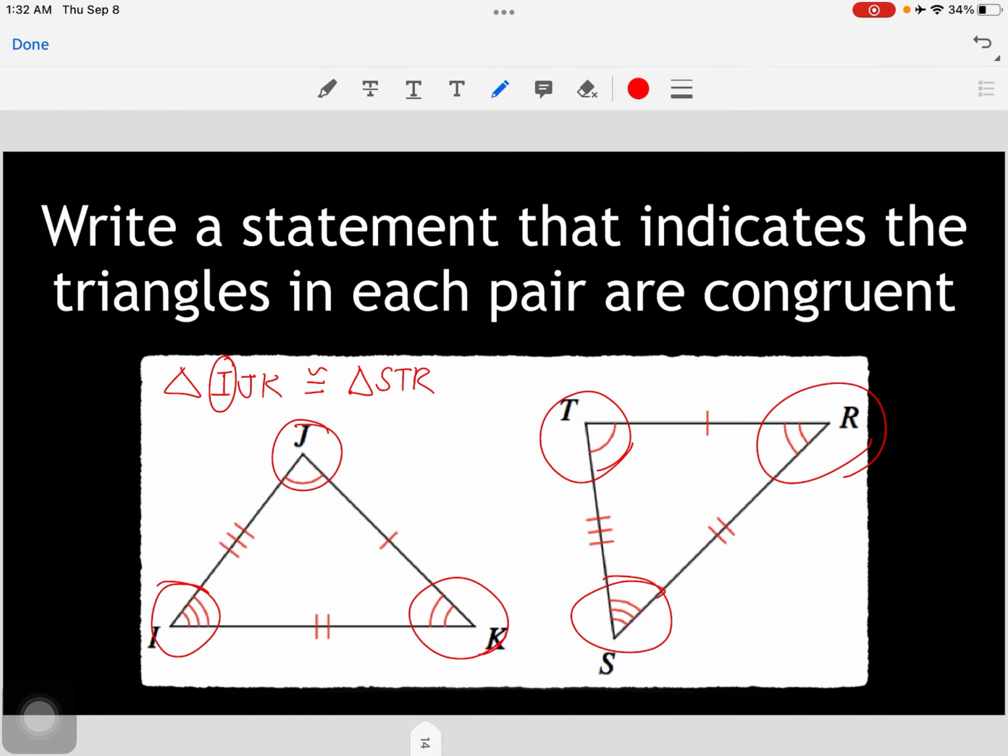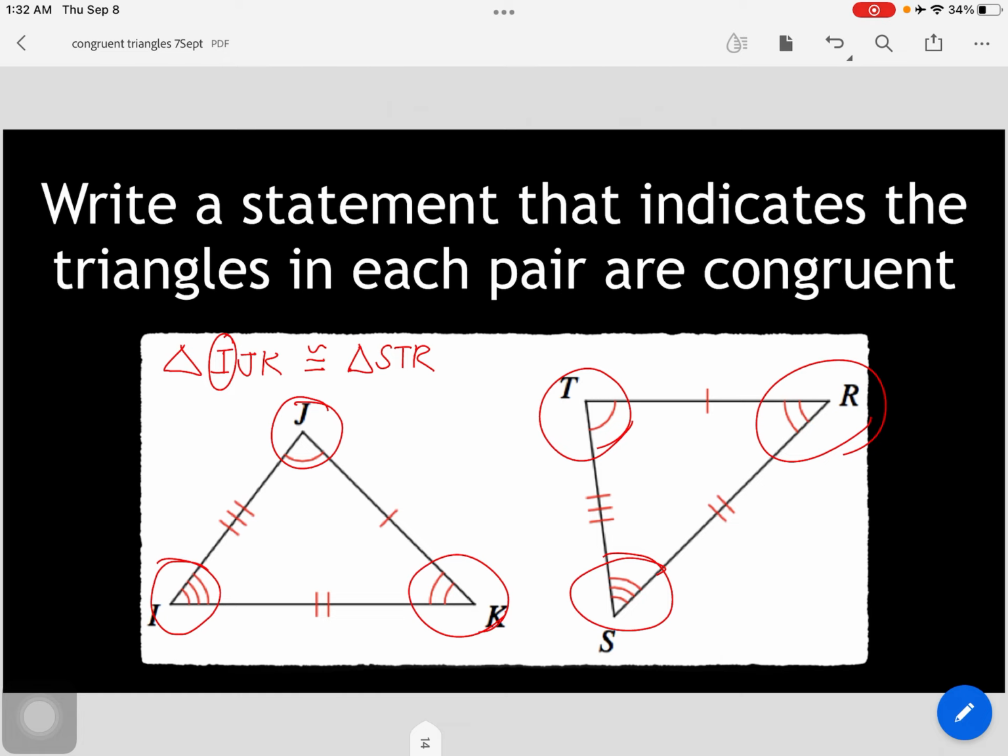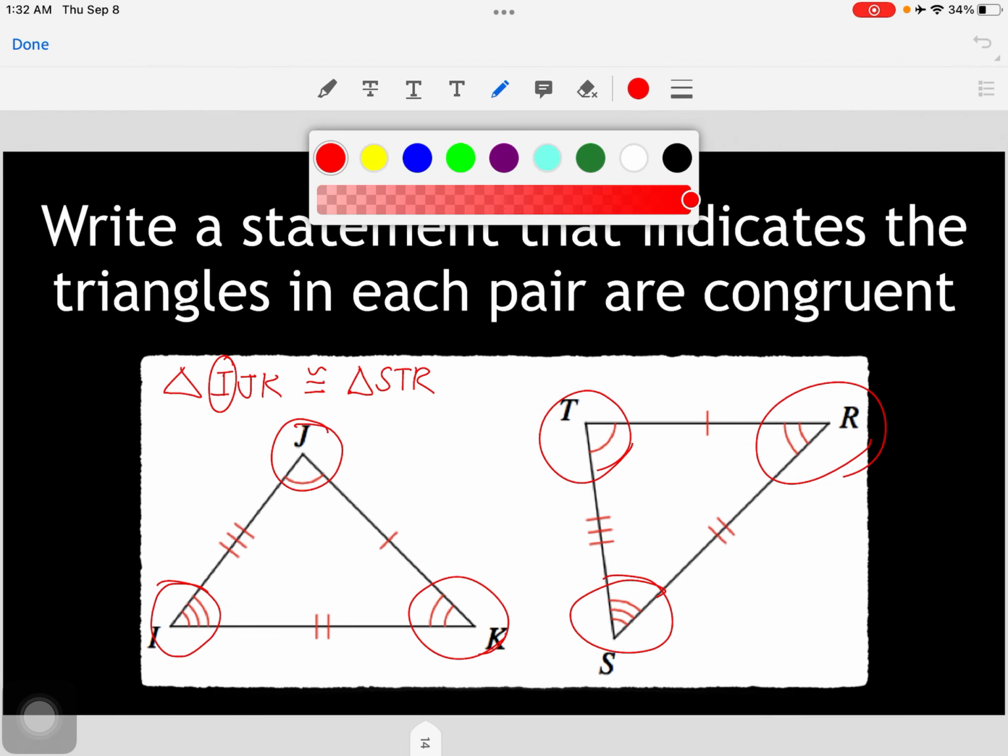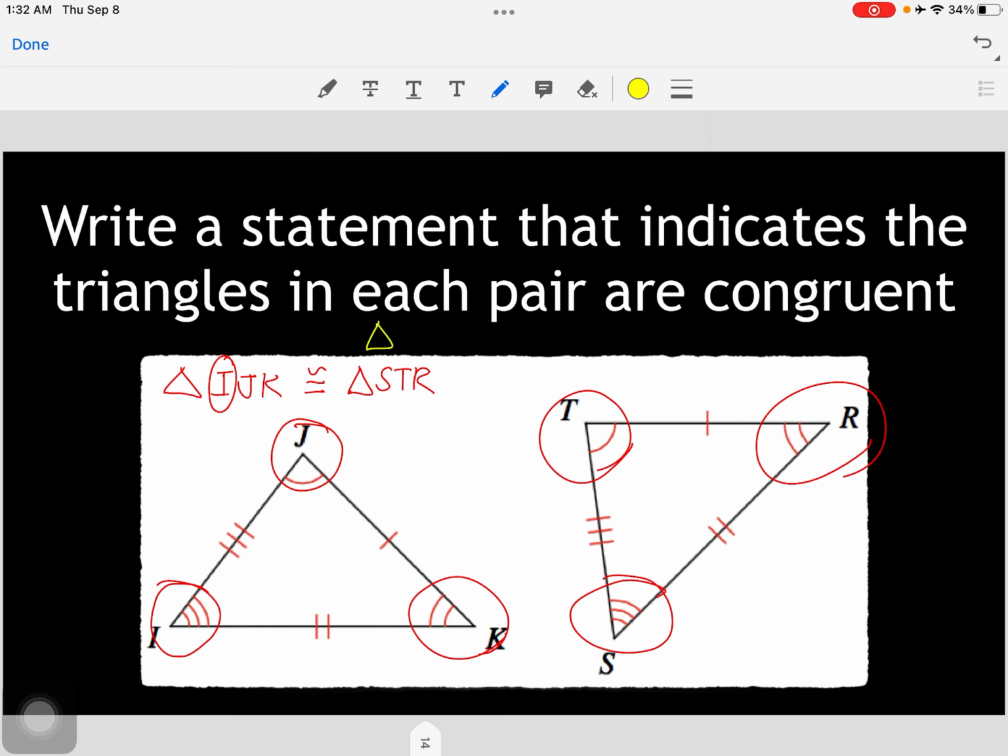Now, if you didn't write it as IJK, so let's say, for example, you wrote triangle JIK instead, that's also correct, but your second triangle should be TSR.